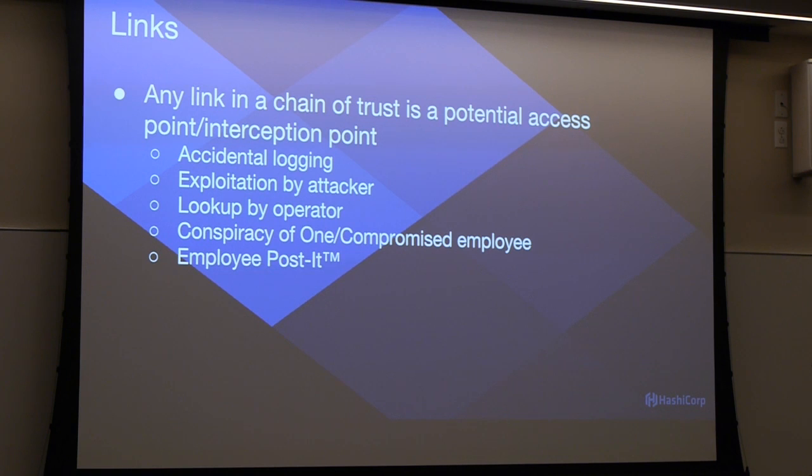Any link in that chain of trust is a potential interception point, right? This can be things like accidental logging, exploitation by a hacker, etc. My favorite is the employee post-it note. You have a secret, it's a password, and people just write it down. And there are lots of reasons that we do that.